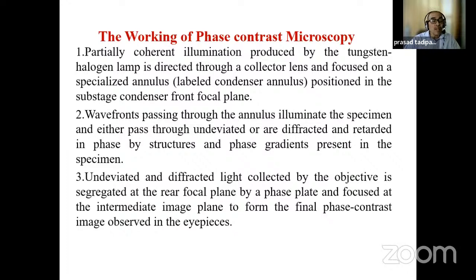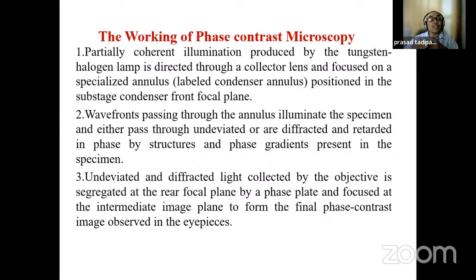Now how it works, we will see again. Partially coherent illumination produced by a tungsten or halogen lamp is directed through a collector lens and focused onto a specialized condenser. It is an annulus condenser, positioned at the front focal plane of the condenser. The wavefronts passing through the annulus illuminate the specimen, and either pass through undeviated or are diffracted and retarded in phase by structures and phase gradients present in the specimen.